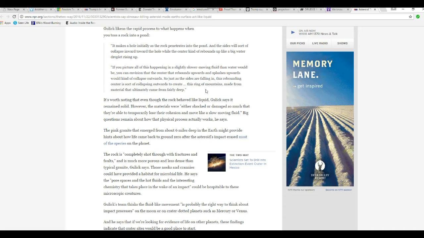So just the sides are falling in and rebounding center is sort of, oh my god, I can't even read this.